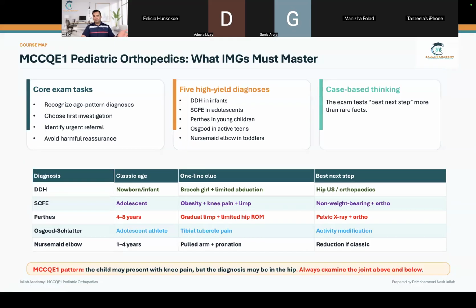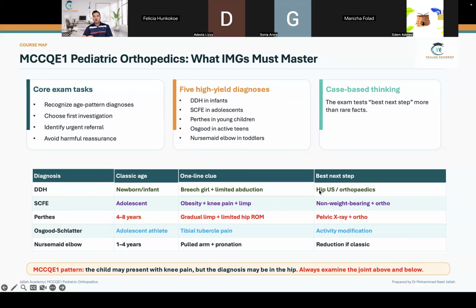And maybe also they mention a family history of the same condition in the siblings. For example, he had a brother or a sister with the same condition. And also they may give you a clue about oligohydramnios that happened during the pregnancy. So these things should make you think that this might be DDH, or developmental dysplasia of hip. I'm not going to confuse you a lot. So I'm going to pinpoint a few things, and then we are going to dive deep into every single topic.